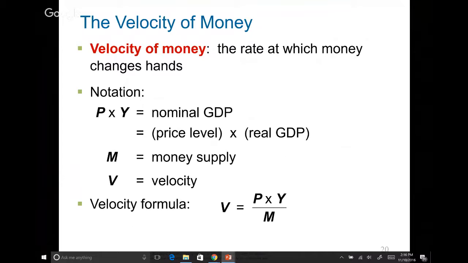So velocity of money is price times real GDP divided by your money supply, so how much money you have. That's your velocity of money.